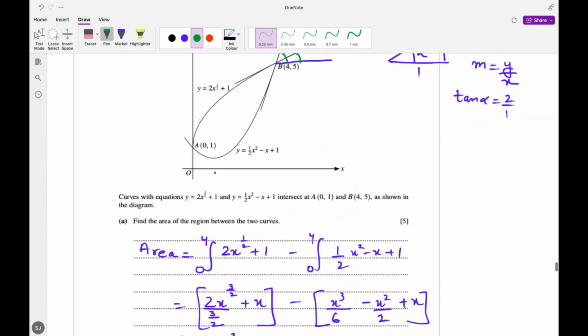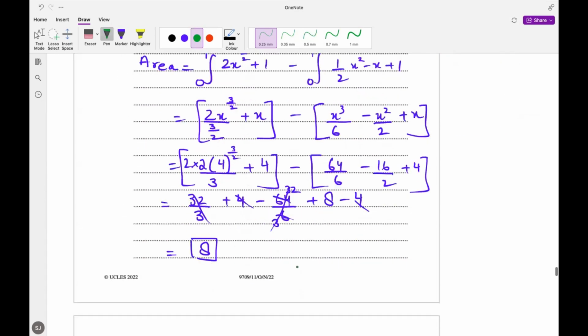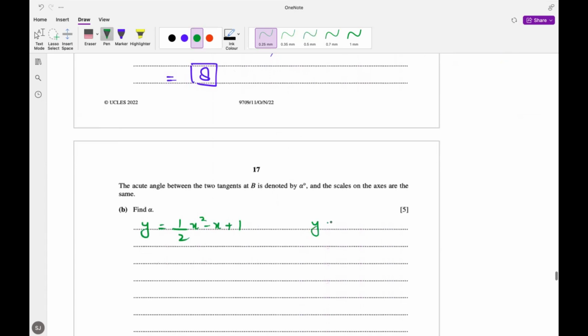Finding the gradient for the tangent, so this curve represents this tangent. So first we'll find the angle made by this tangent and then find the angle made by the tangent to the curve 2x to the power half plus 1. And then once we have these two angles that they make with the horizontal, we'll subtract them to find the angle alpha. So the other equation is y equals 2x to the power 1 upon 2 plus 1.